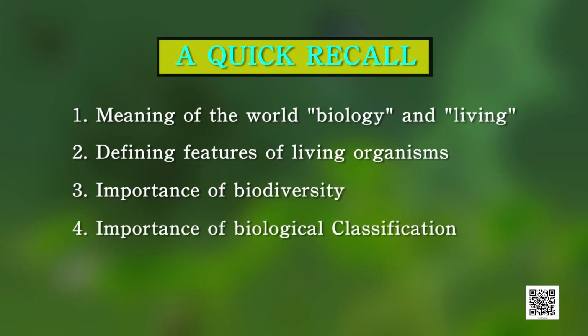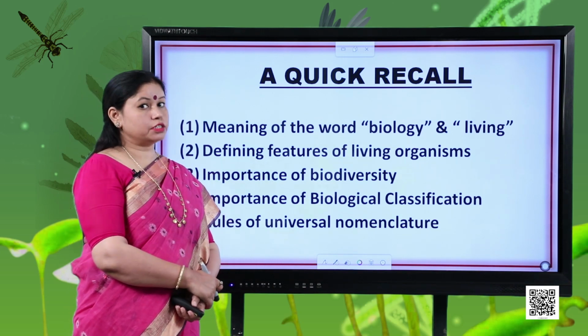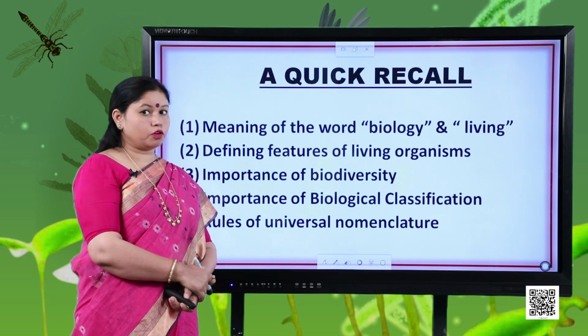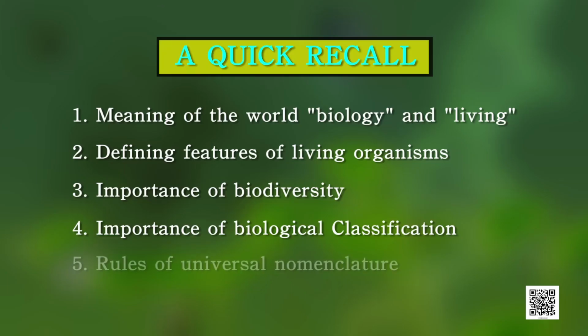We also saw how biological classification is done. What are the systems of biological classification? We learnt about binomial nomenclature, trinomial nomenclature, and we also learned the various universal rules of biological nomenclature.